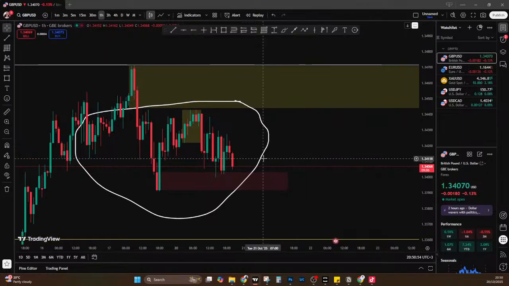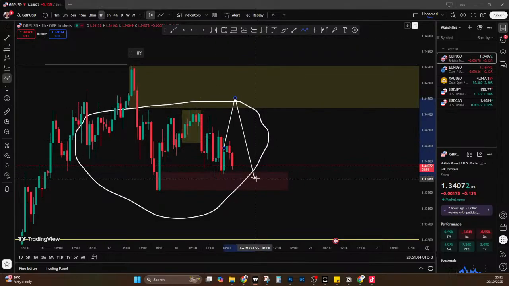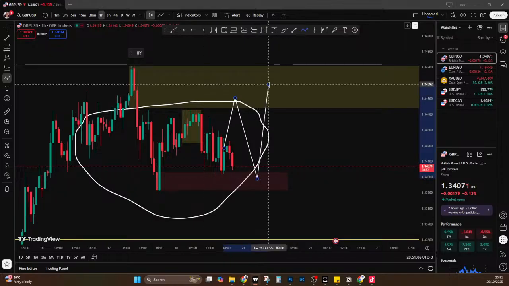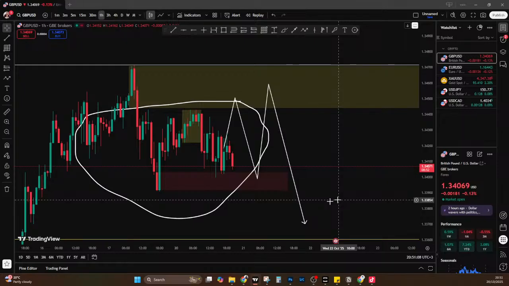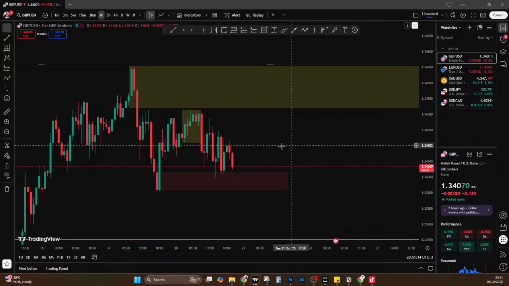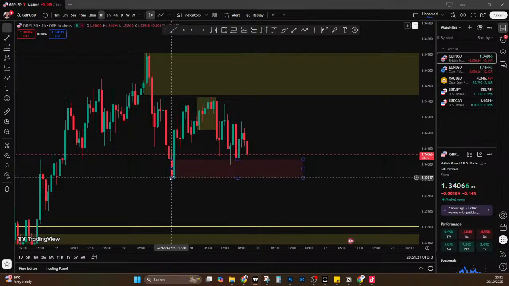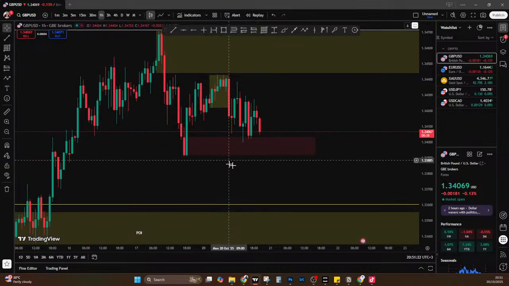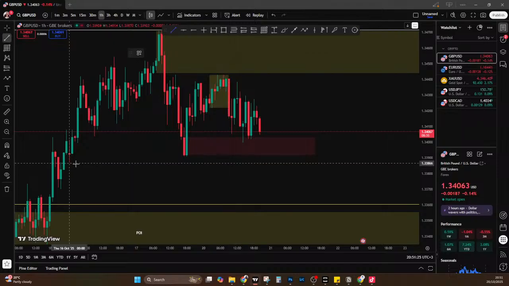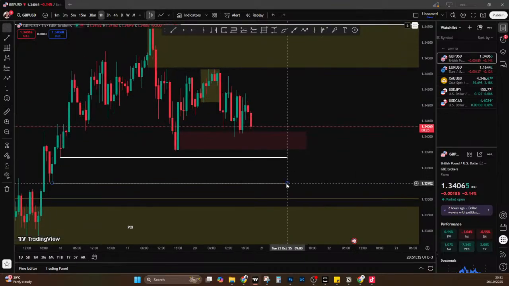But it could have worked if only it broke structure here. Then we could have retested, taken from the order block, and then moved down. That is the only way that order block could have worked. And you see all this noise here, it is because of this order block. But look at this, this is liquidity below the order block. That means that order block cannot work.